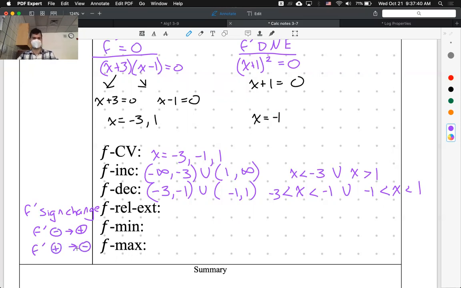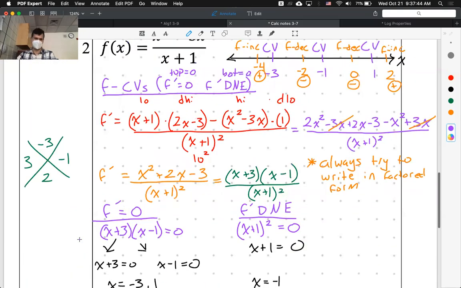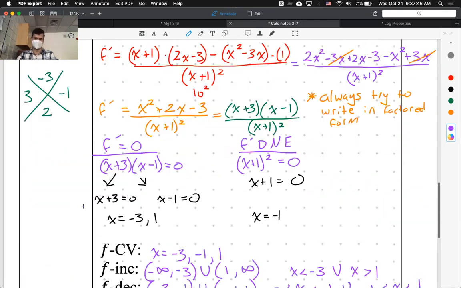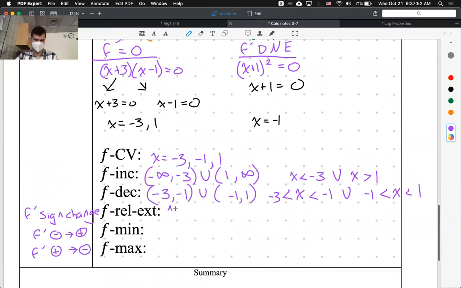There it is. All right, so back to Fiona. Relative extrema. Where does that happen? Where do I have a sign change? Yep, so I'll come down here. X is equal to negative 3 and 1. And it's kind of cool to actually see what's happening here. I told you guys CVs are where they can potentially happen. Yep, negative 3 was a CV.